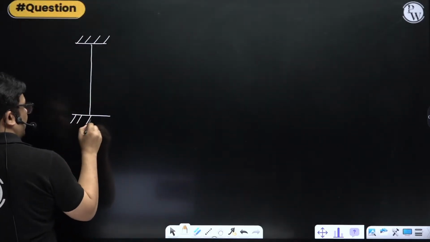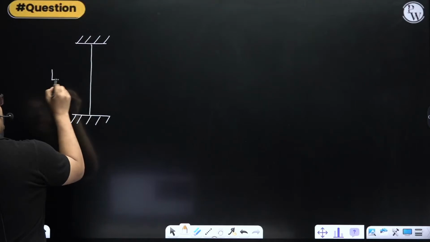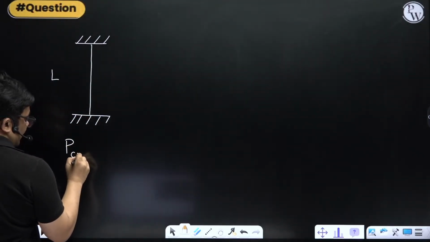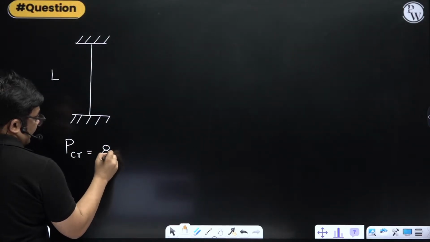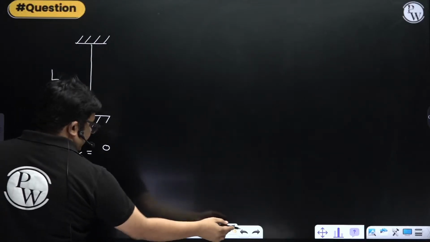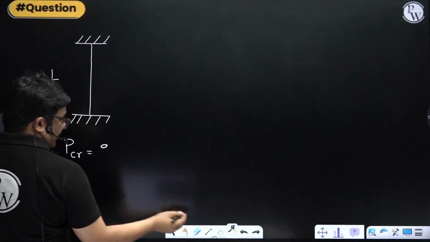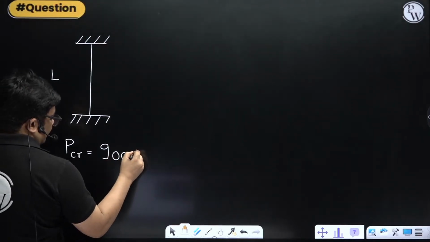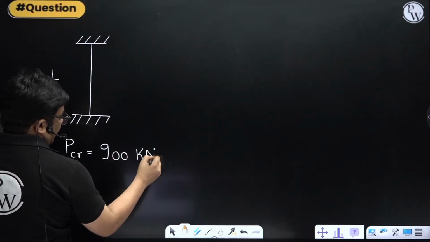Suppose it's a fixed column and the length is L. And this fixed column has a buckling load of 900 kilonewton. It has a buckling load of how much? 900 kilonewton. Very good. It has a buckling load of 900 kilonewton.